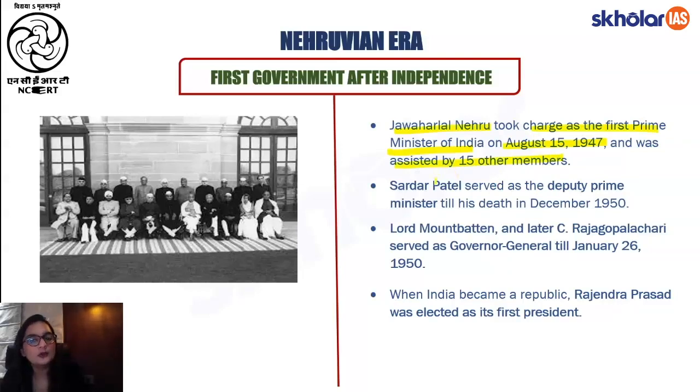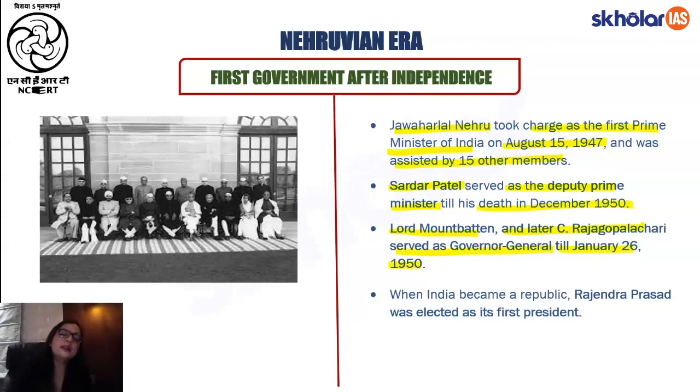Herein, students, important to note will be that Sardar Vallabhbhai Patel also became the first deputy prime minister of our country till his death in December 1950. Apart from this, Lord Mountbatten and later C. Rajgopalachari served as Governor General till 26 January 1950.